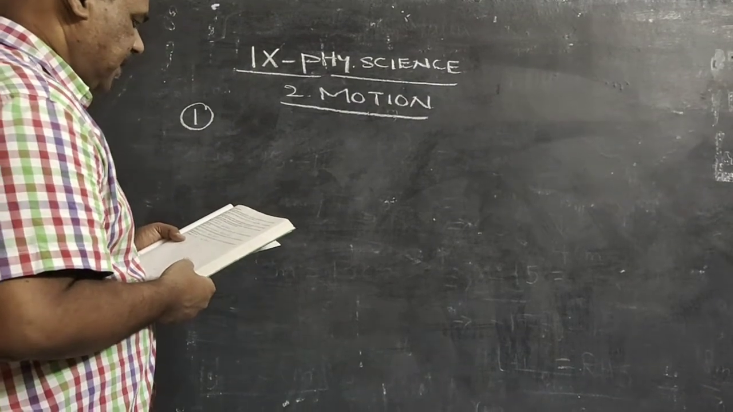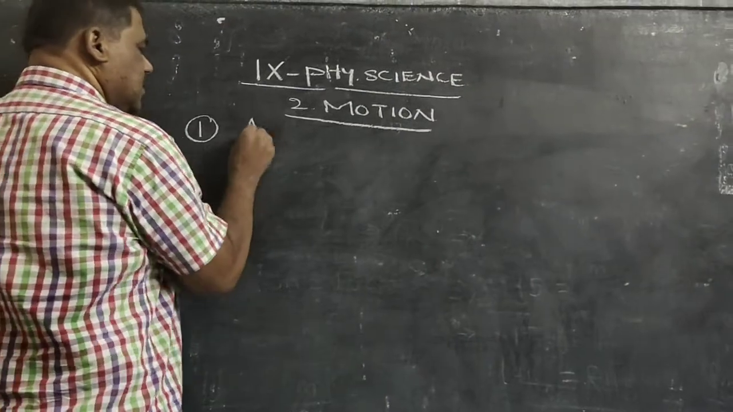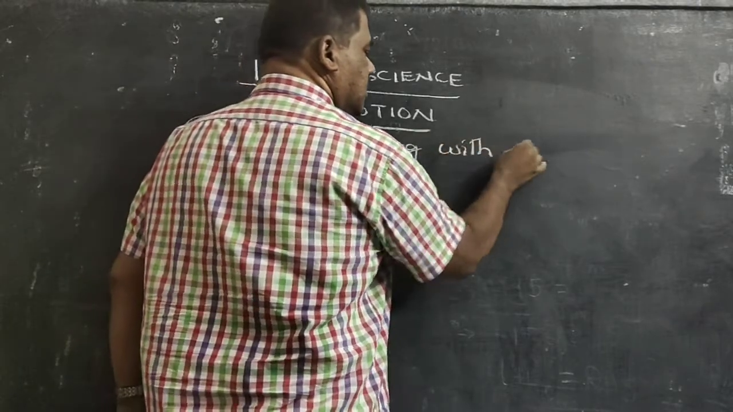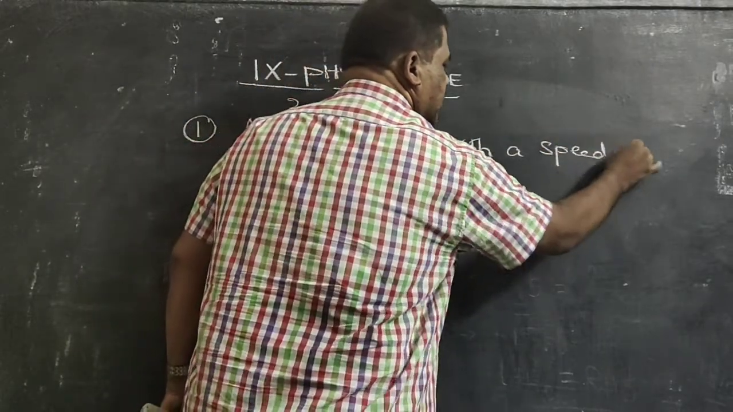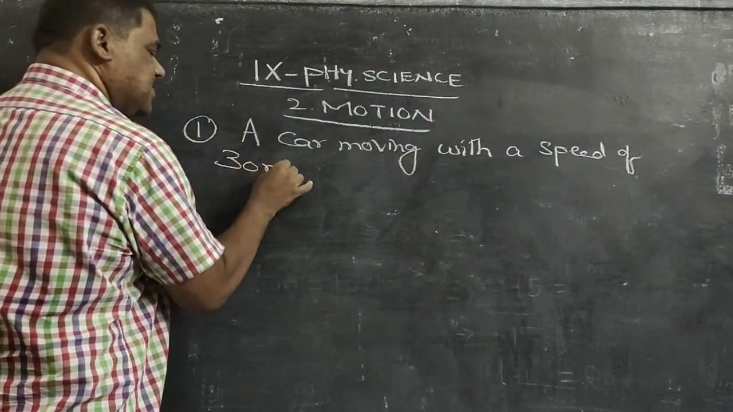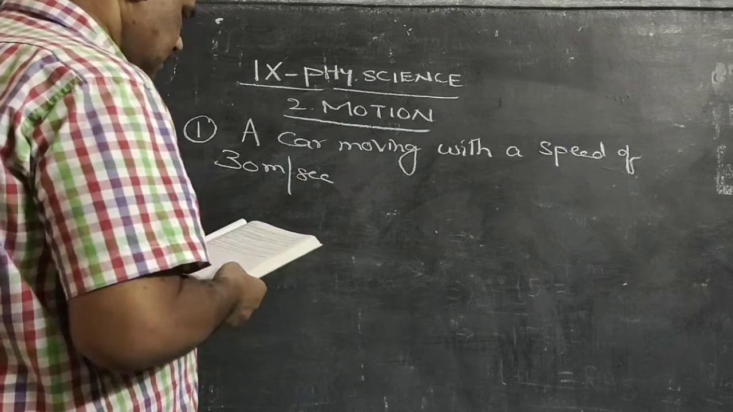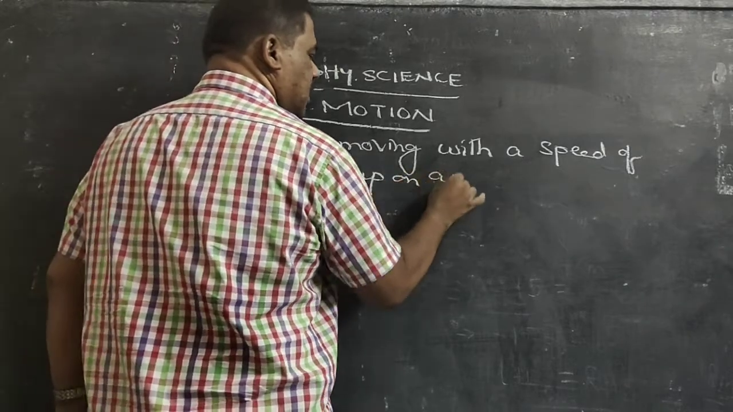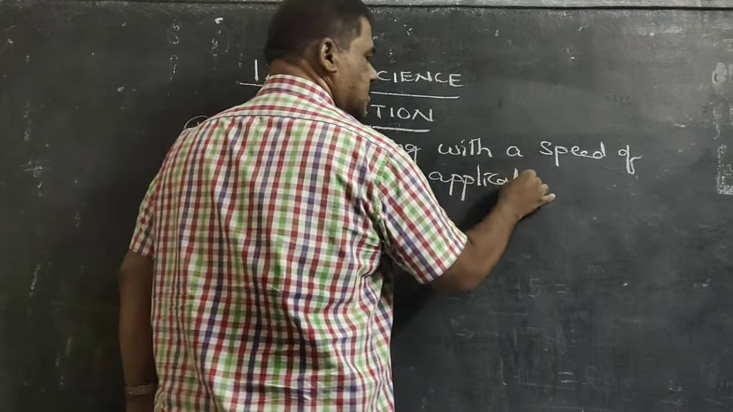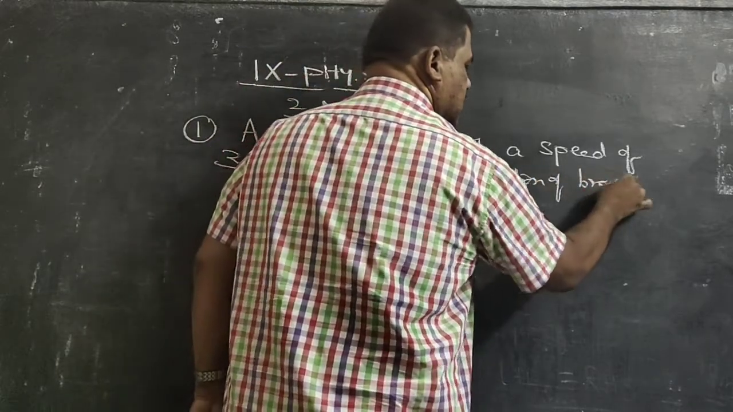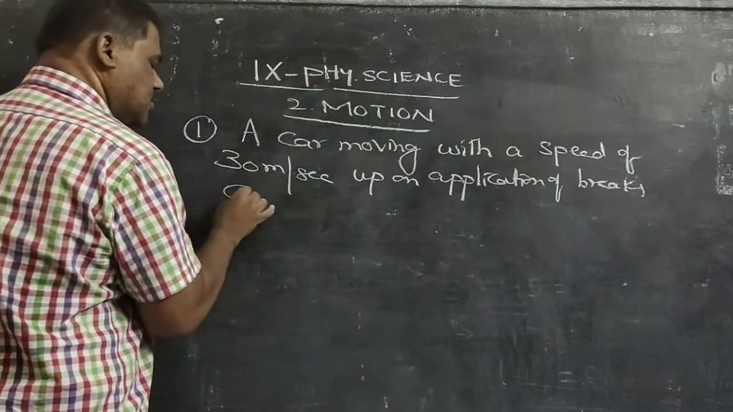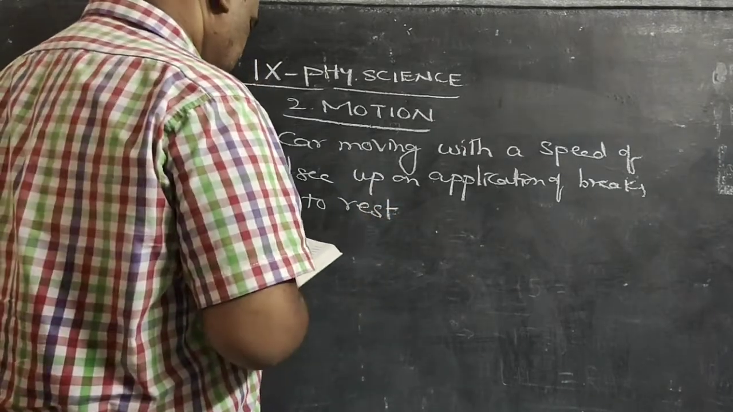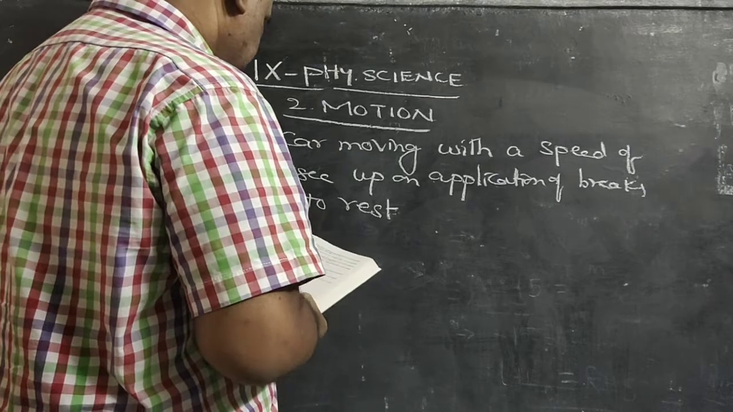A car moving with a speed of 30 meters per second, upon the application of brakes, comes to rest within a distance of 5 meters.